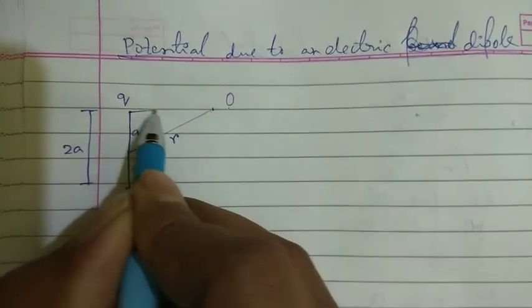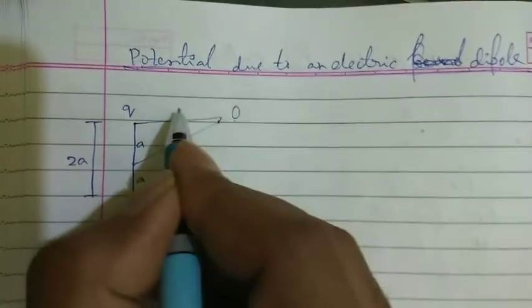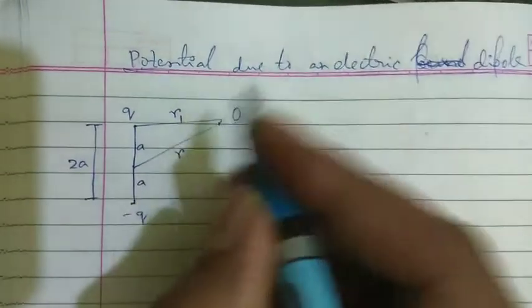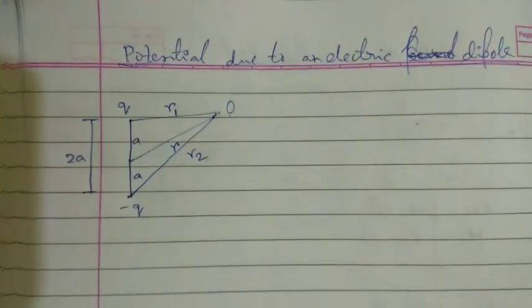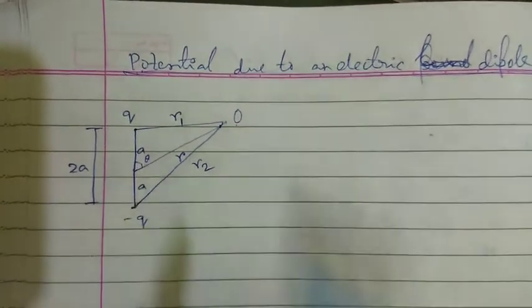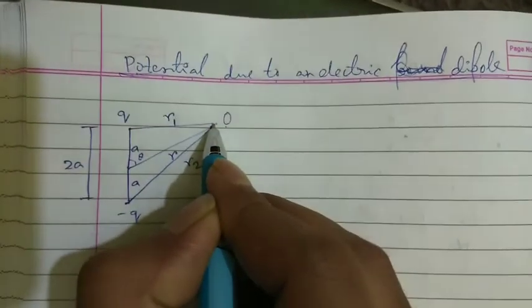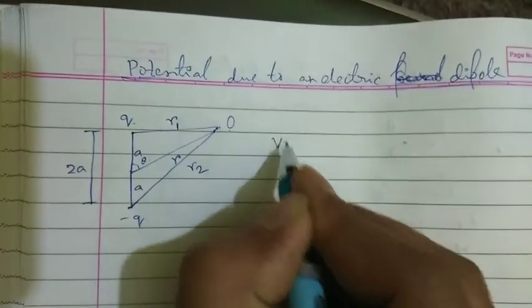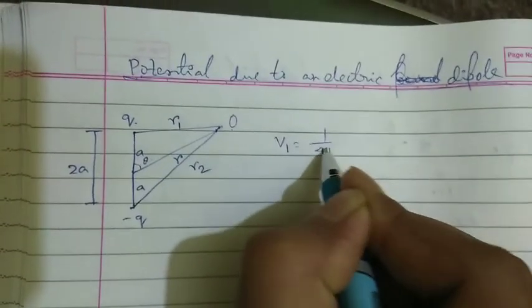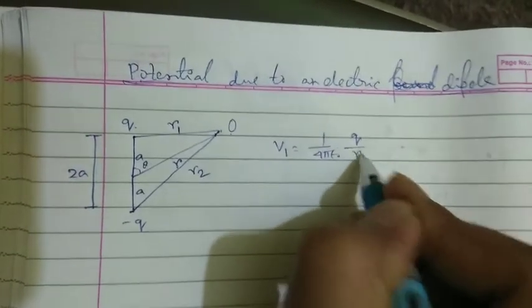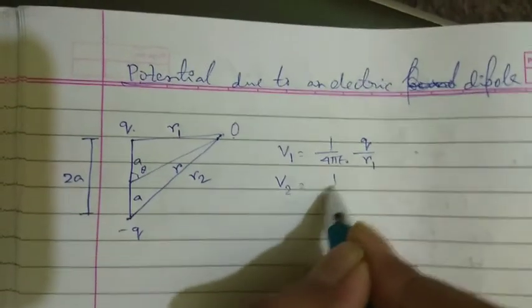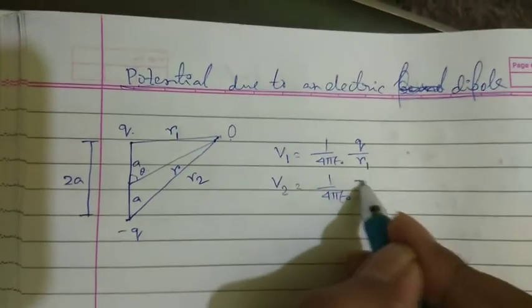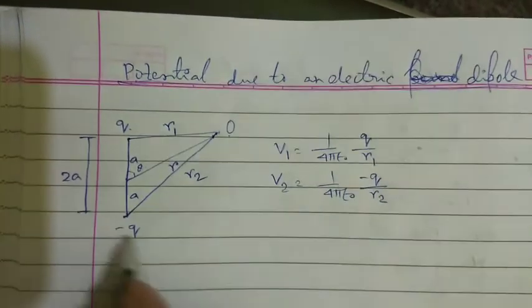So suppose the distance of O from charge plus Q is R1 and that from minus Q is say R2, and say this angle is theta. So the potential at O due to plus Q is V1 equals to 1 by 4 pi epsilon naught Q by R1, and the same for charge minus Q is equal to 1 by 4 pi epsilon naught, so this is minus Q by R2. We will just take the sign of the charge.